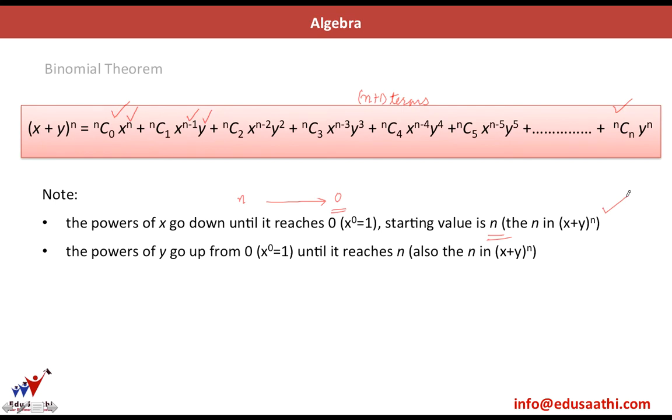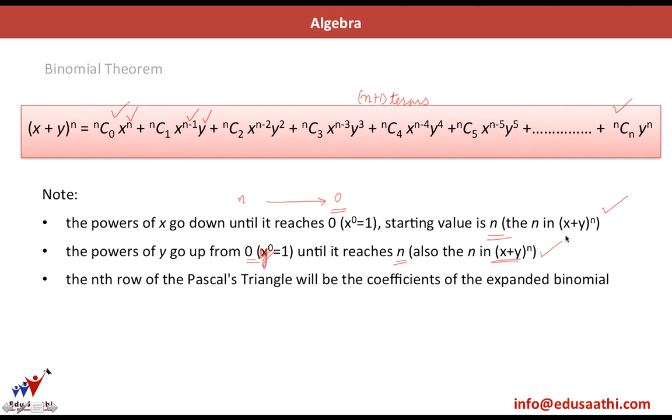The powers of y go the reverse way. The powers of y go up from 0. So they start from y raised to power 0 until it reaches n in the expansion of x plus y raised to power n. The nth row of a Pascal's triangle will be the coefficients of the expanded binomial.